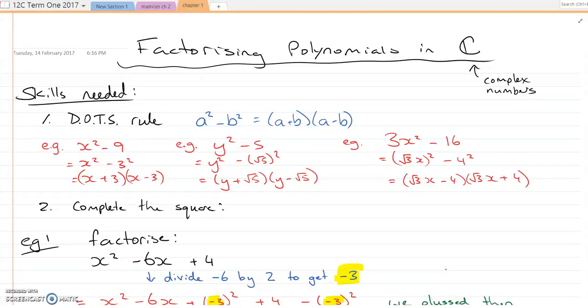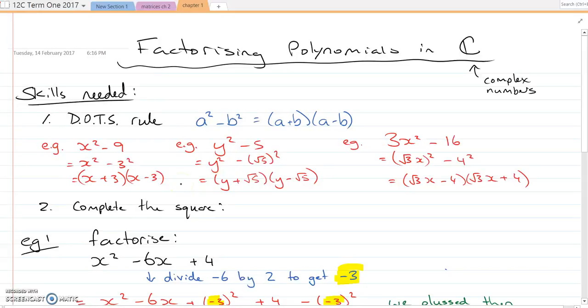Alright, next Math C videos. We're going to factorize polynomials, and this time we're going to do it with complex numbers. So there's a little brief revision of a couple of things we need to make sure we know how to do as far as factorizing, standard factorizing.